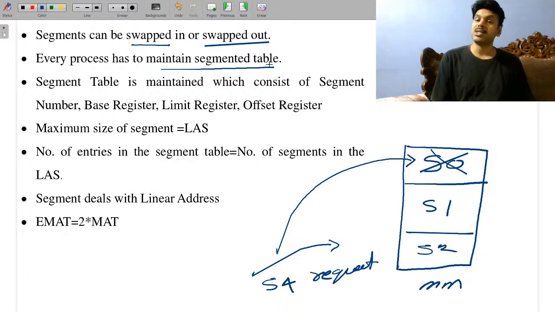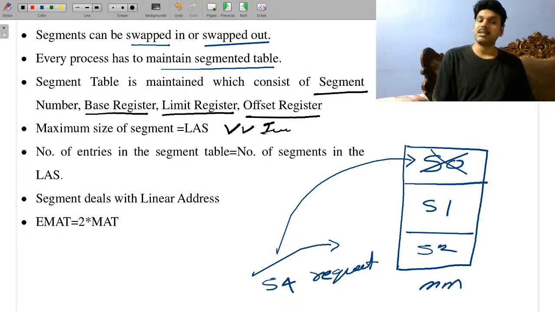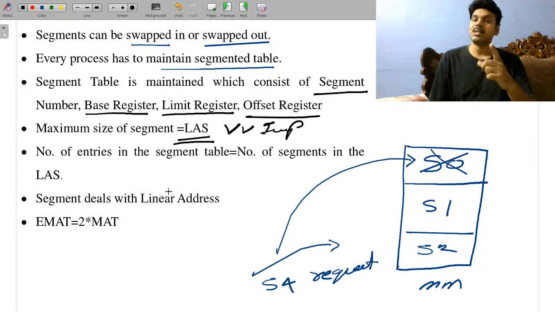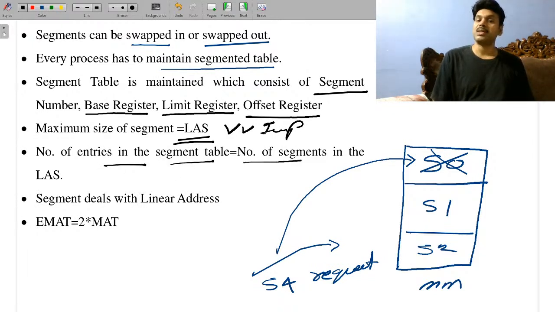The segment table consists of, this is a very important question, mainly what? Few entries. What is that? Your segment number, the base register, the limit register and the offset register. These are the four entries in your segment table. So this is a very important question. Your maximum segment size is nothing but the entire logical address space. Minimum segment size is nothing but one page. So the number of entries in your segment table is nothing but the number of segments in your logical address space.